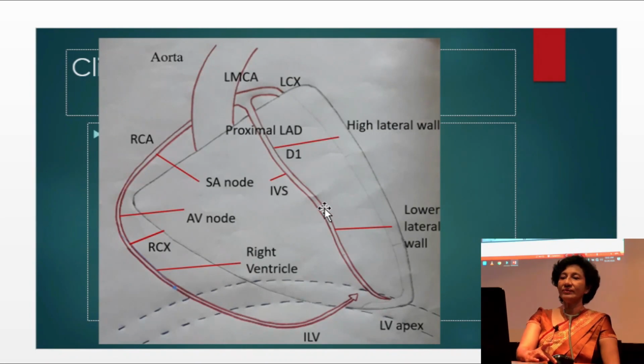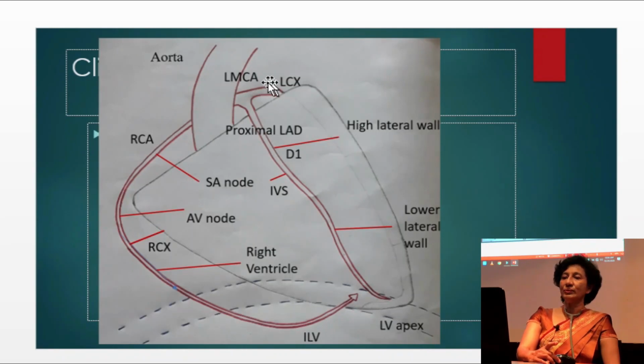If the occlusion of the LAD is here, in the mid LAD, the LV apex and the lower lateral wall will undergo total ischemia and V4, V5, V6 leads will show ST elevations. That is called apico-lateral myocardial infarction.